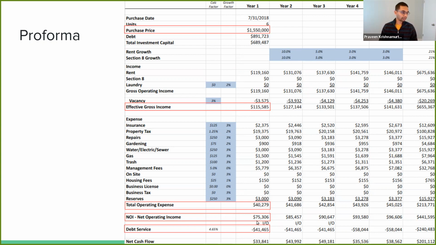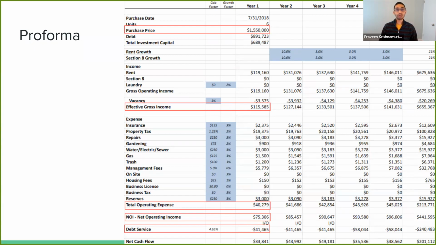Let's look at cap rate. Cap rate is NOI divided by the purchase price. So you have an NOI of 75,306, and then right at the top, you have a purchase price of 1,550,000. So it comes up to around 4.85. That's your going in cap rate as the buyer.